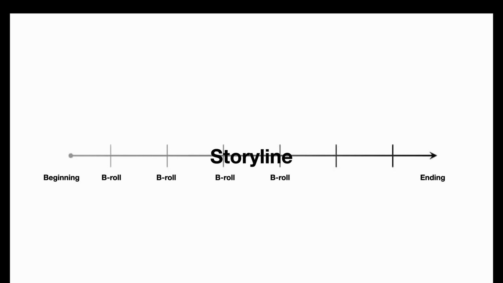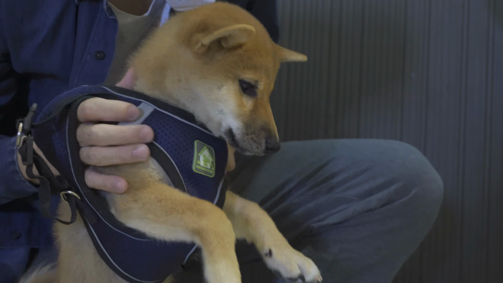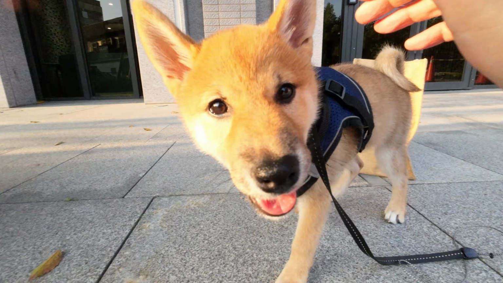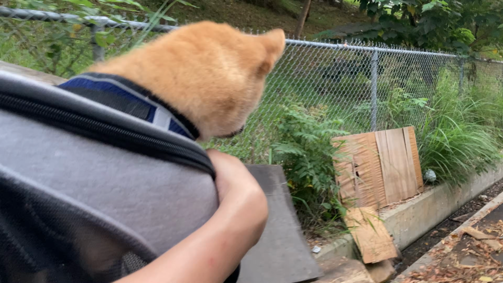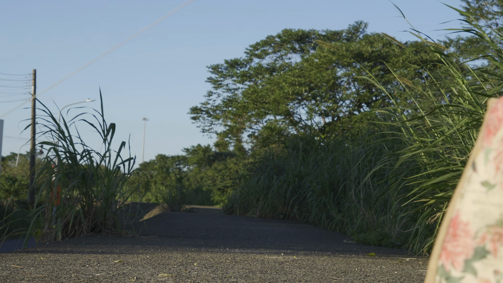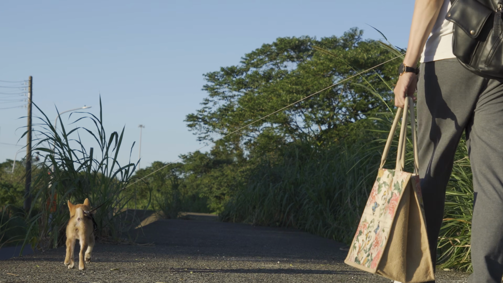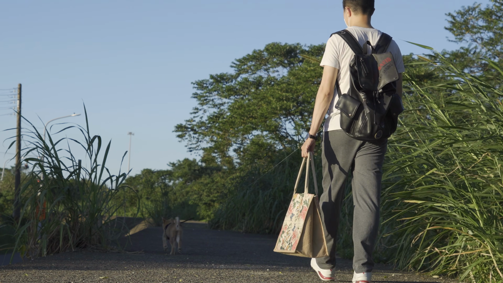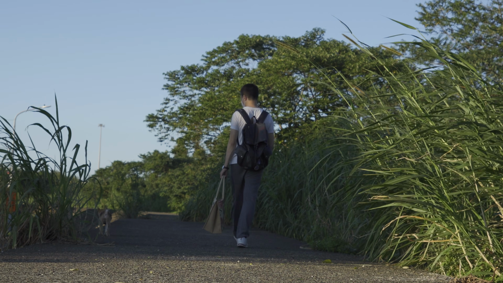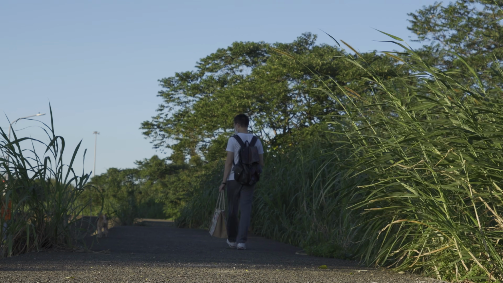For the beginning, I decided to shoot from getting the puppy ready for going out. Some other ideas include taking the key, bringing the bag, or getting into the car, something like this. As for the final scene, I planned to shoot this guy and the puppy moving away from the camera. I think this is a very common kind of ending scene.